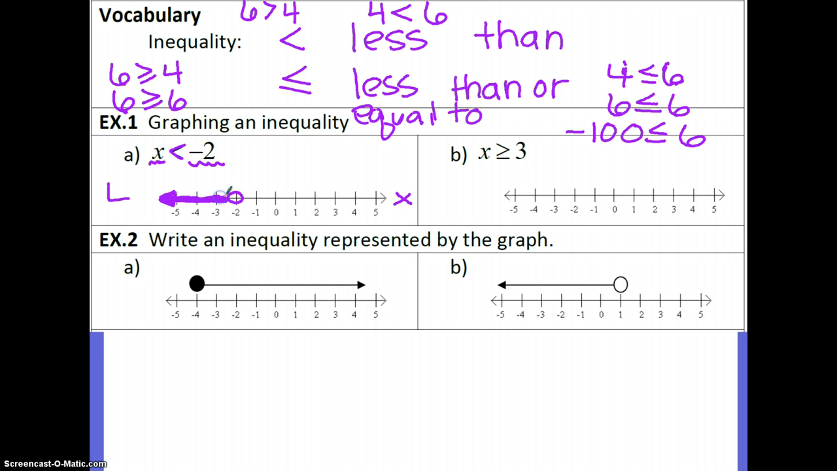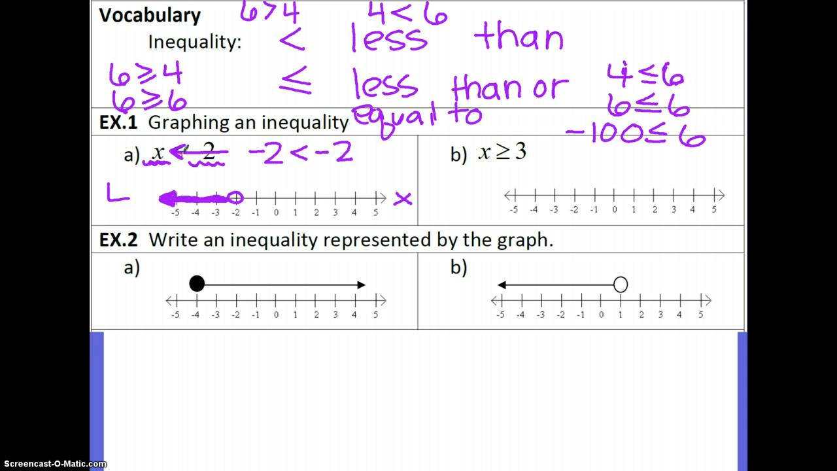Do I want to include the number negative 2? Is negative 2 less than negative 2? That's not true. So I would not fill in my circle saying that it is equal to it. I leave my circle open to show that it is not going to include negative 2. Another cool trick about this is because x is on the left, if you were to draw a little arrow, it shows you which direction you should head.